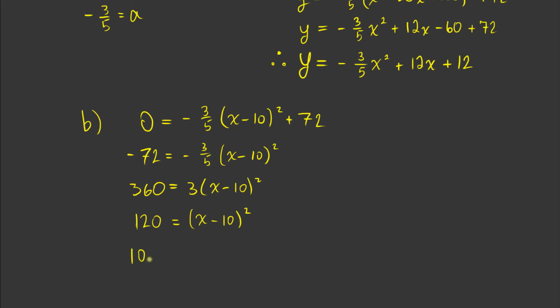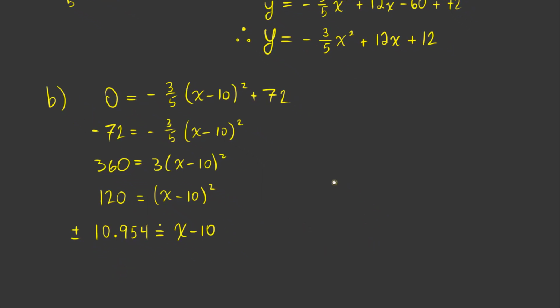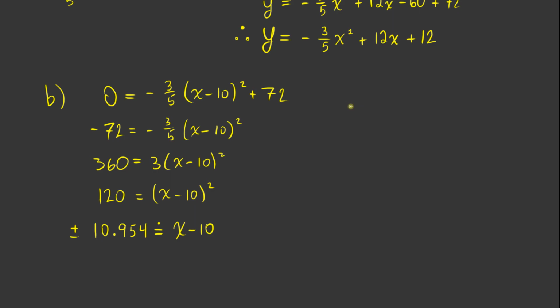So 10.954 is approximately equal to x minus 10. And of course, because that was a square root, I've got a plus or a minus. Okay, so we've got two zeros, two scenarios here. We've got positive 10.954 is x minus 10. And so I'll add 10 on both sides and get 20.954 as an x value. And that's when the rocket may have landed.